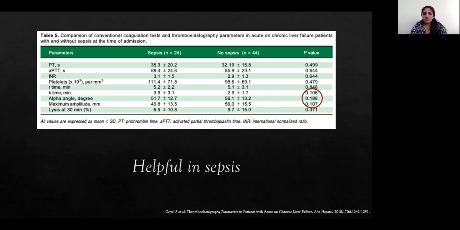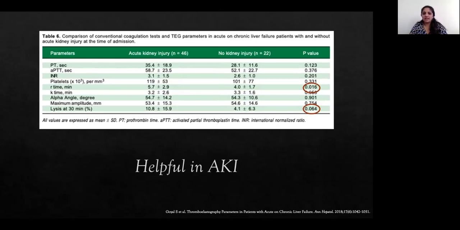As you can see, INR, platelets, PT, APTT were not really helpful. Their p-value was greater than 0.05. However, the K-time, alpha angle, and maximum amplitude, so how strong your clot is and how fast you're clotting, were actually really helpful in kids to indicate your risk of bleeding versus coagulation in sepsis versus no sepsis. Similarly, in acute kidney injury, R time and lysis at 30 minutes were really helpful, and the INR and platelets, not so much.